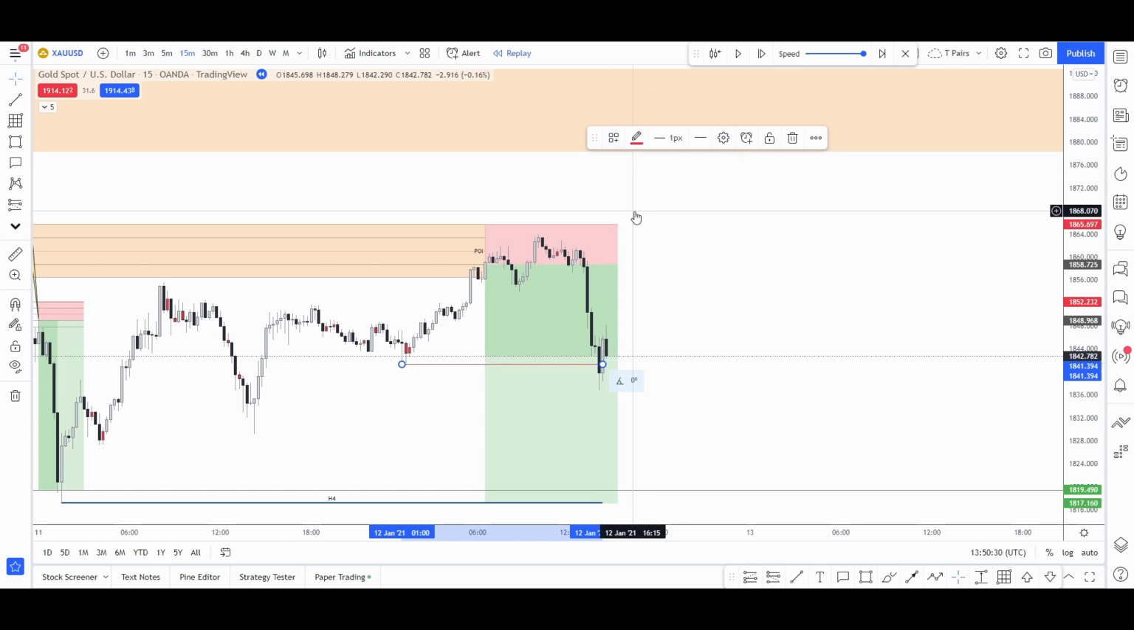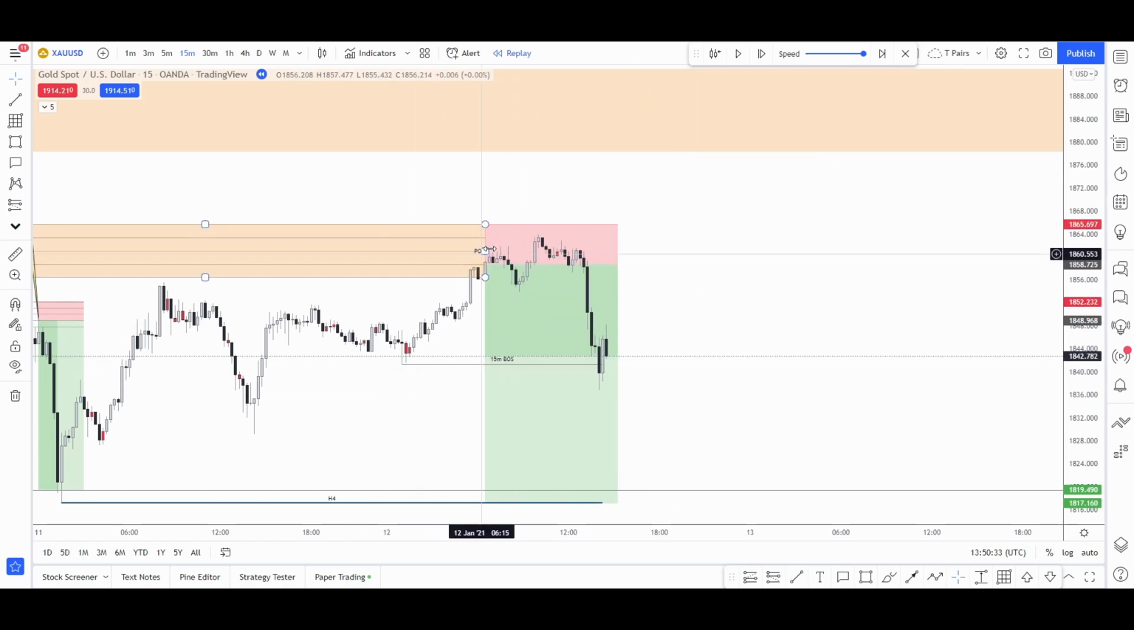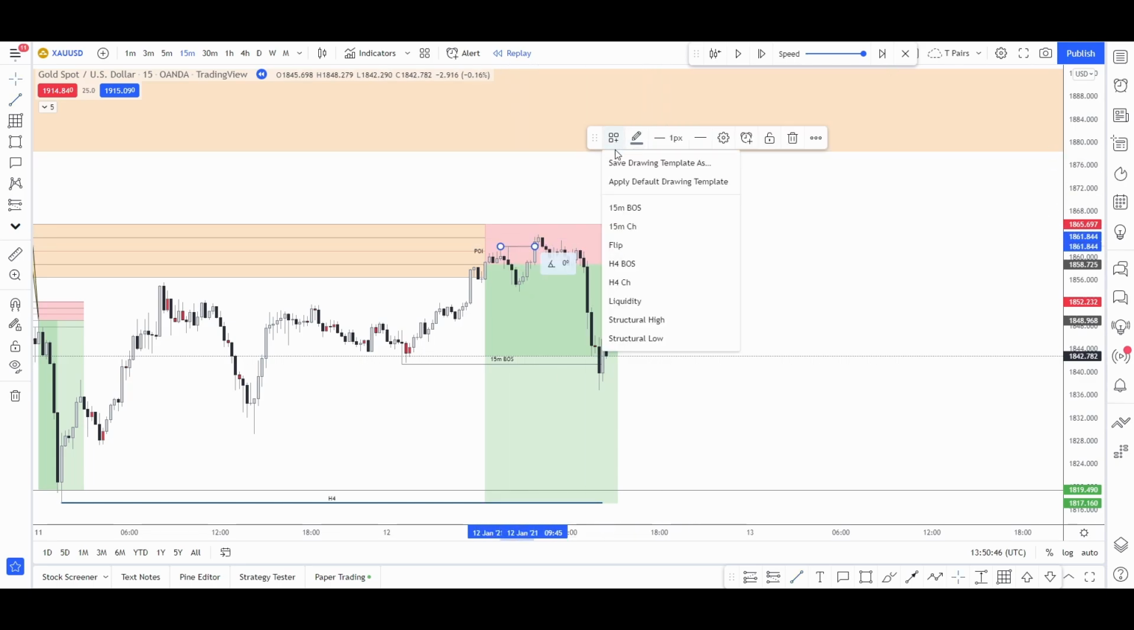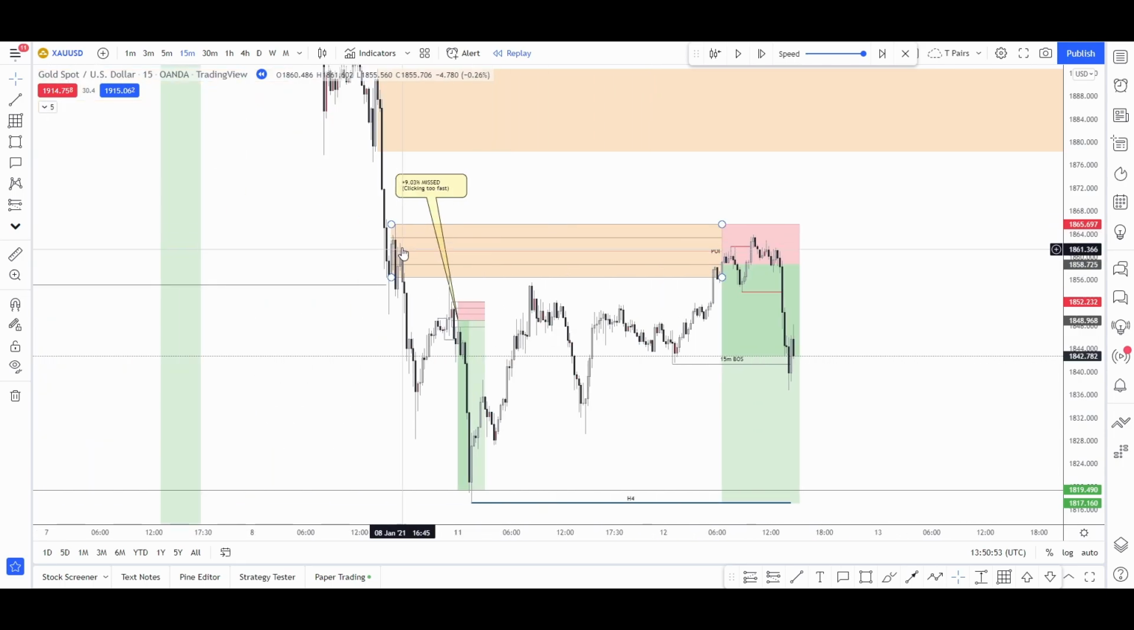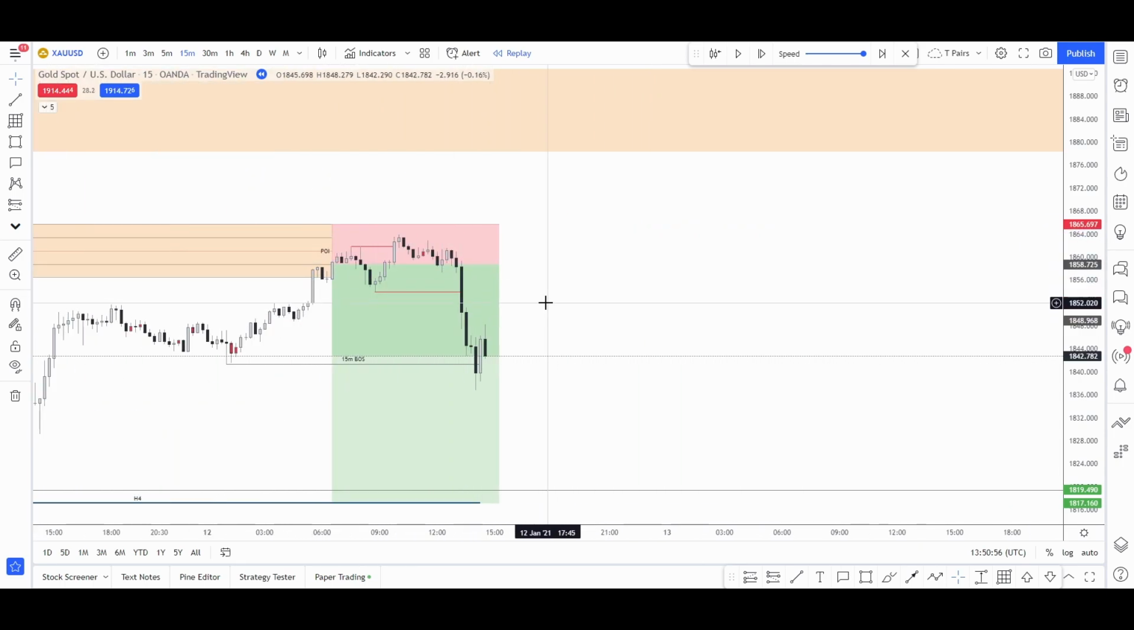Oops, sorry, 15-minute boss. So we got a nice break of structure here on the 15-minute. This is the move which broke this little high here. We have got a very minor mini reversal pattern at a key point of interest, which is looking really positive for me.